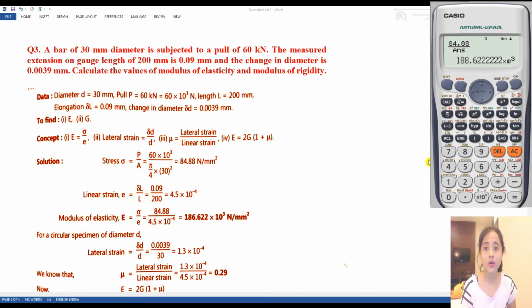So it is coming 188.62. Here it shows 186. I'm getting exactly 188.62 into 10 raised to power 3 Newton per mm square. Okay, so there is a slight change in its value. Here it shows 186, but when we calculate, we get 188. So there is a slight change in its value.